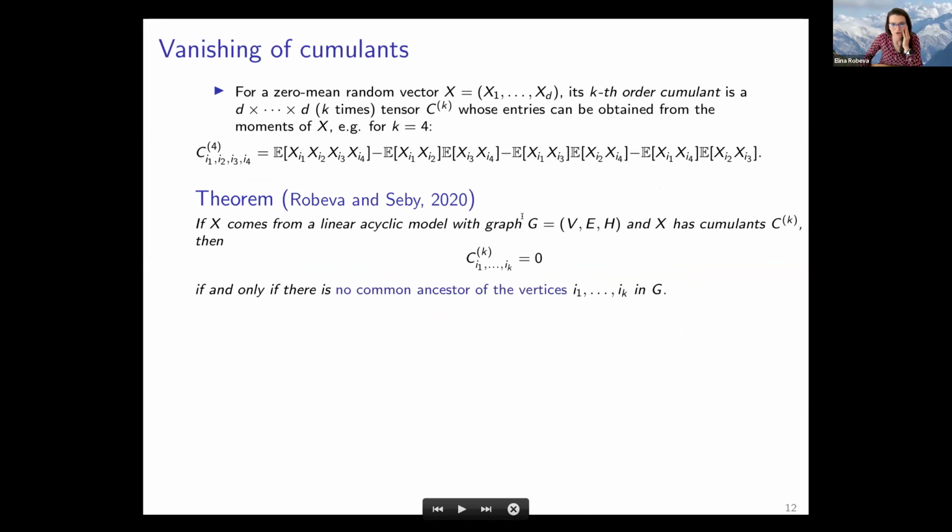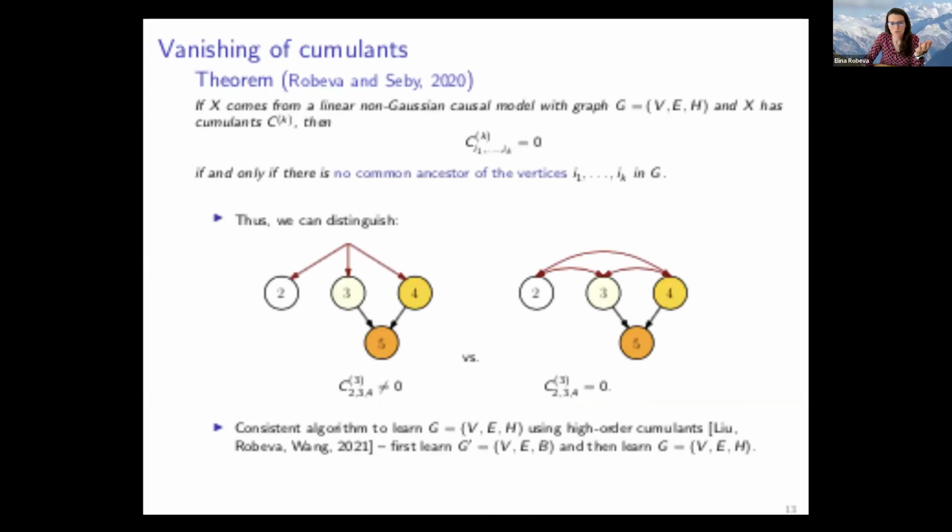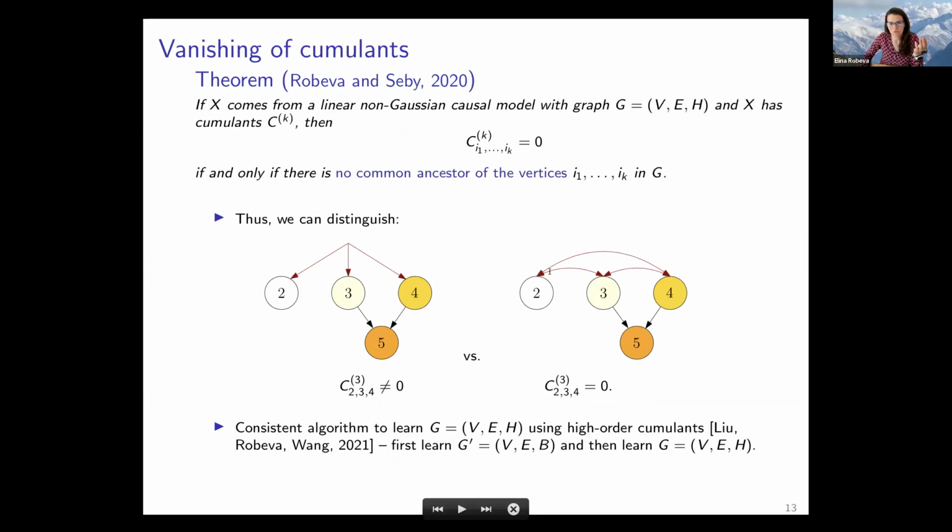And we show that if you take a cumulant, so the kth cumulant of vertices I1, I2 through Ik, it's 0 if and only if there's no common ancestor of these vertices. So that either there's none of these situations. There's no observed vertex that points to them, and there's also no unobserved vertex that points to them. So that's when this vanishes. And that gives us a really simple way to distinguish between these two scenarios.